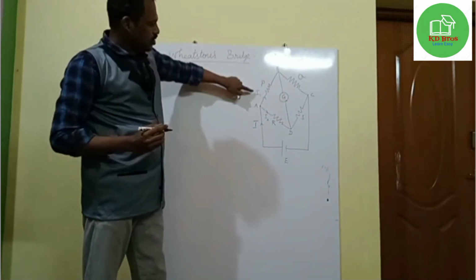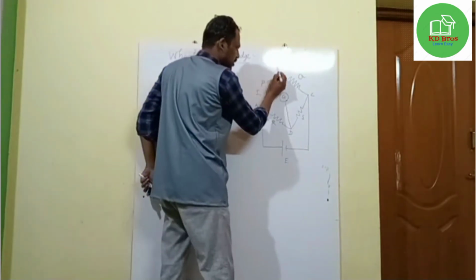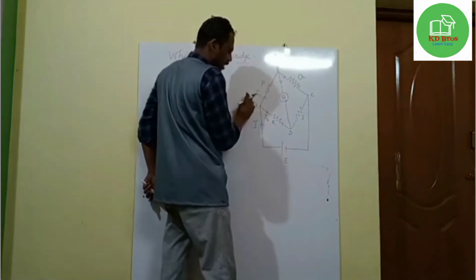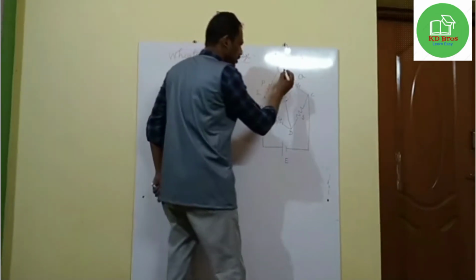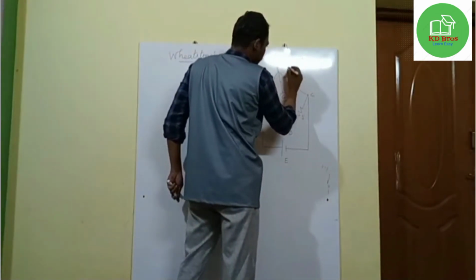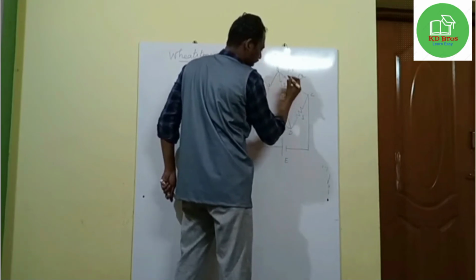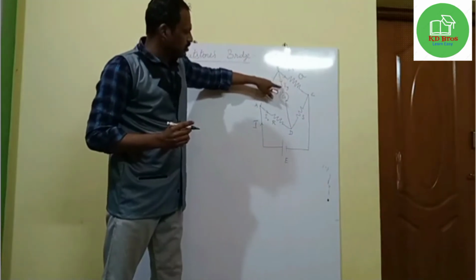Now this I1 reaches B. After reaching B, it will be divided further into two. One is I3 and the other will be denoted as Ig. Why have we denoted it as Ig?